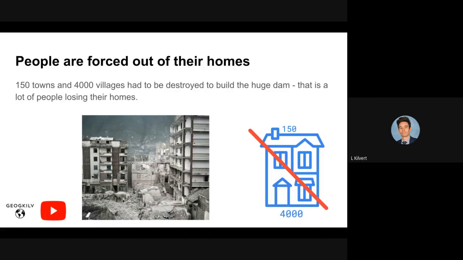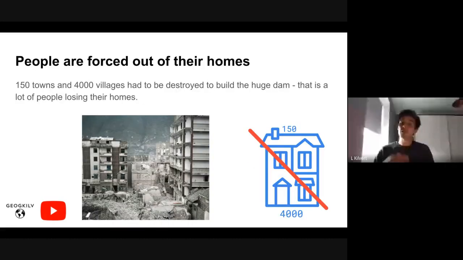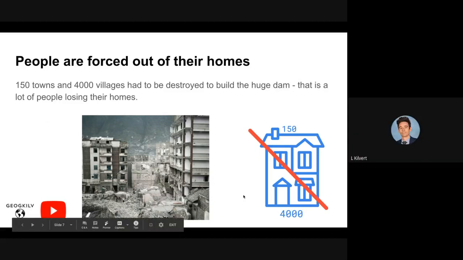You've got this one, which is the house with the cross through it, and the 150 on the top and the 4,000 on the bottom, referring to the 150 towns and the 4,000 villages that needed to be destroyed to make way for the reservoir.